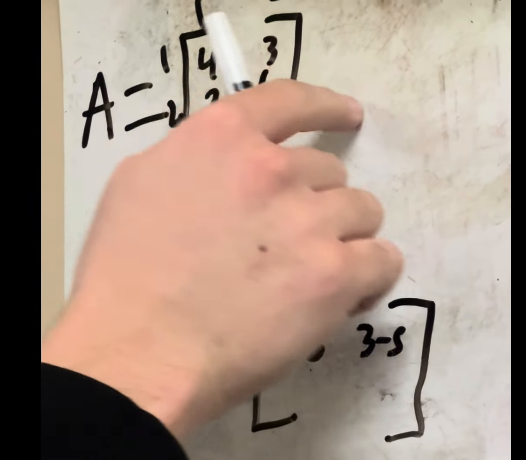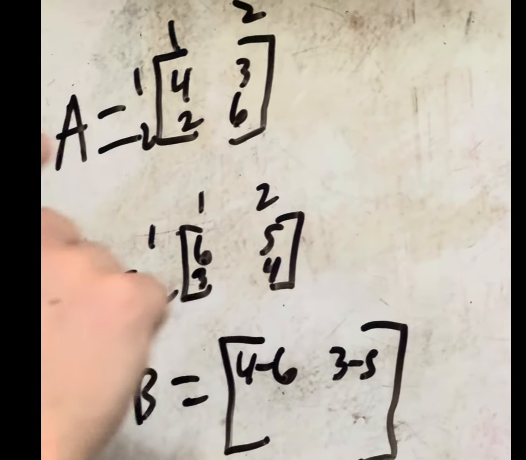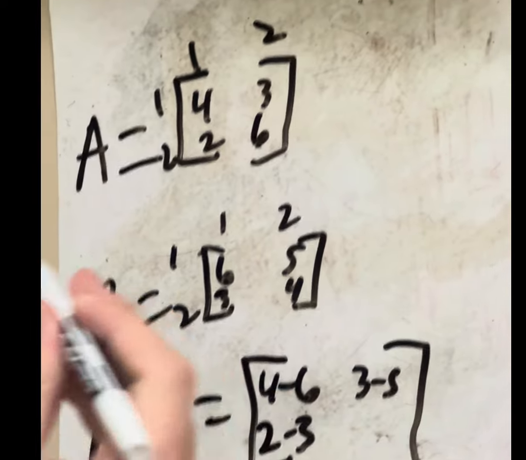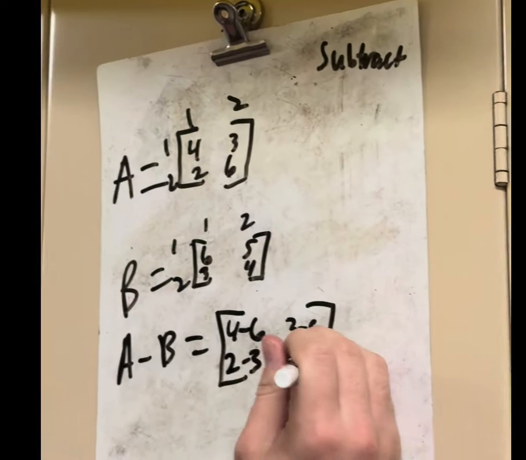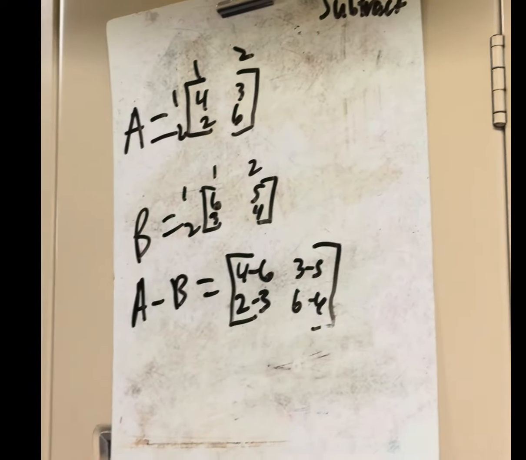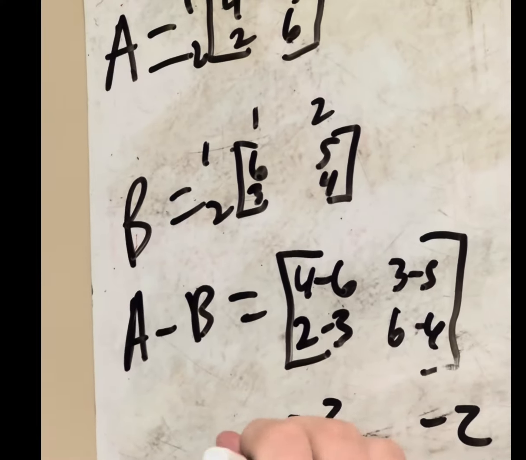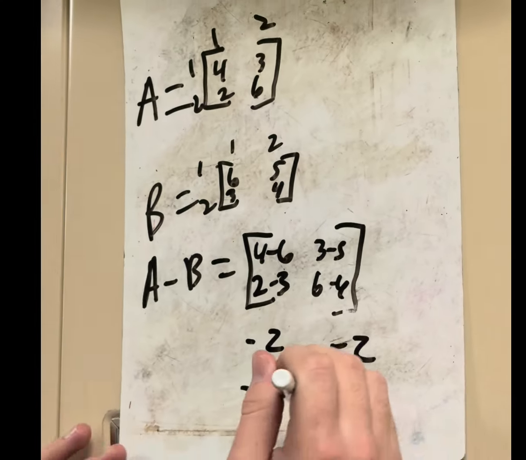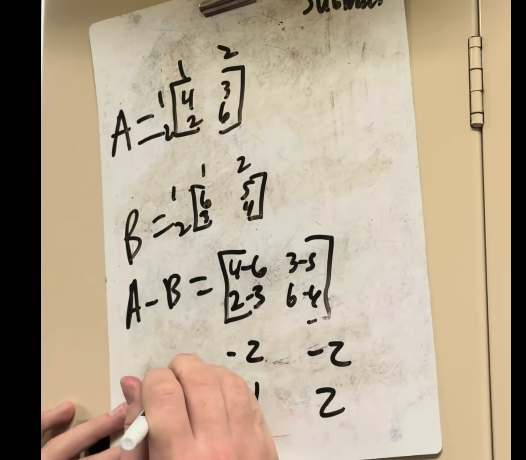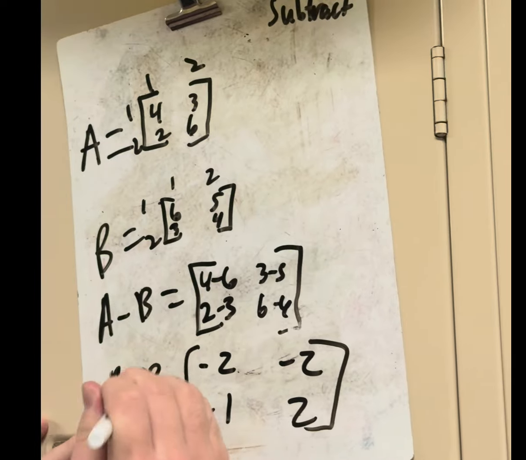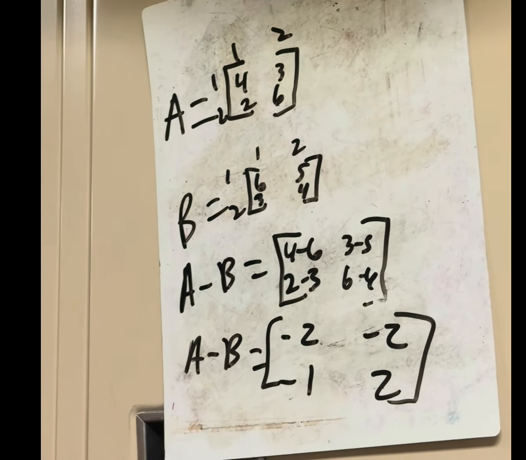Let's go row 2, column 1, and it's going to be 2 and 3. So we're going to do 2 minus 3. And last we have 6 minus 4. So if we put all these together, we're going to have negative 2, negative 2, negative 1, and then 2. So our answer for what A minus B equals is this. And now we know how to subtract.